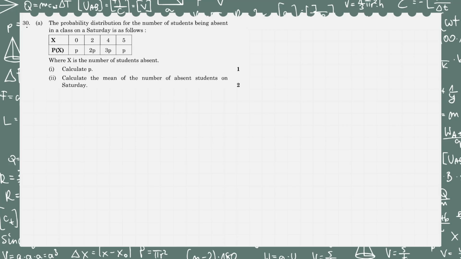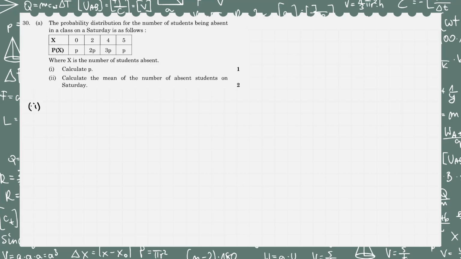Sum number 30. This also has two options. Option A: the probability distribution for the number of students being absent in a class on a Saturday is as follows. So X gives you the number of students absent and P of X gives the probability for that, where X is the number of students absent. First, calculate the value of P. Second, calculate the mean of the number of absent students on Saturday.